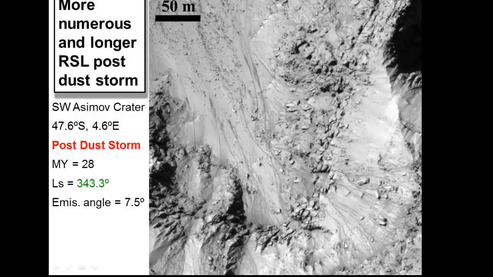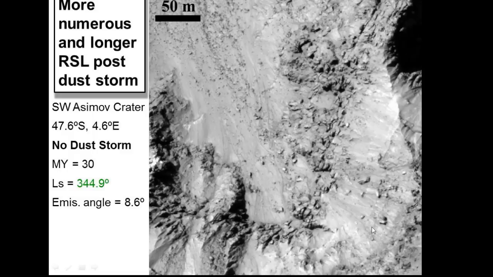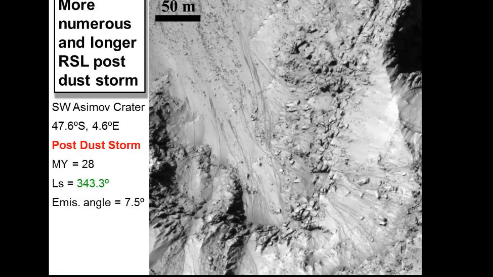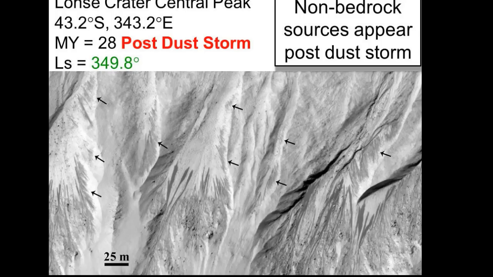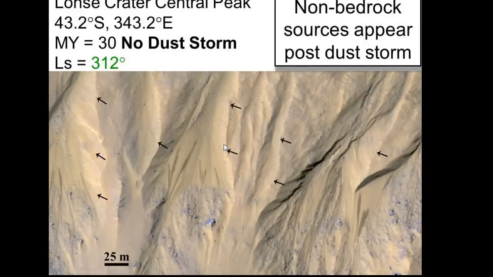Look at this slope here. We've got all sorts of RSL, many tributaries and stuff, and then in the non-dust storm year, there's just not very many of those. If we keep looking, we can look at this crater. This is a central peak of a crater. This is right after the dust storm. You're getting all sorts of these features over here. And then when there's been no dust storm, there's just nothing coming there.